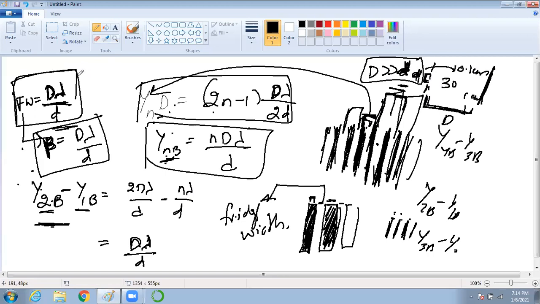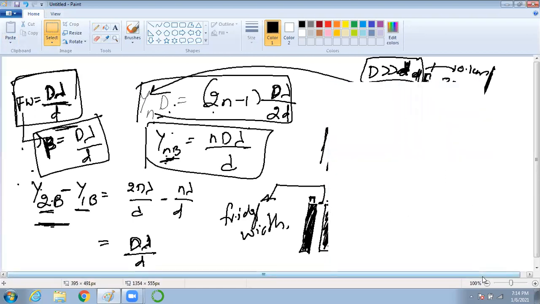Okay. So then accordingly, we can find out for two dark fringes? Bright fringes we found out. Then for dark fringes, we can find out how? Just substitute n. Like how we found for two bright fringes, y2B minus y1B, similarly for two dark fringes, it will be y2D minus y1D. Am I correct?